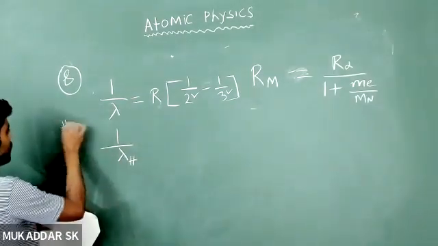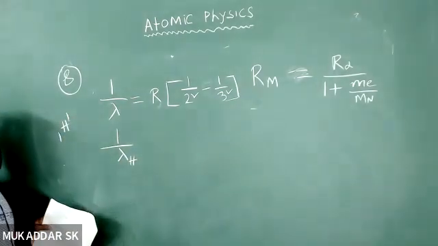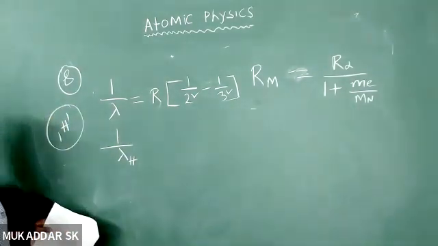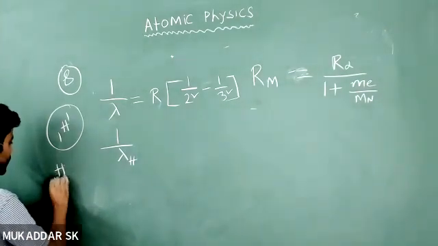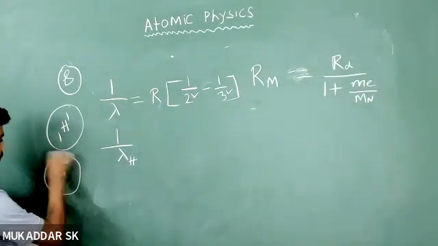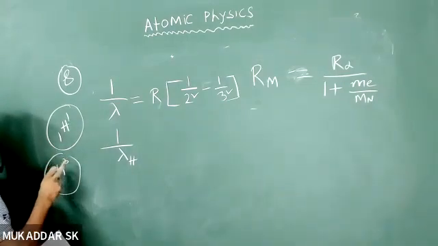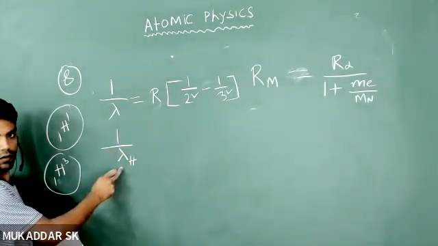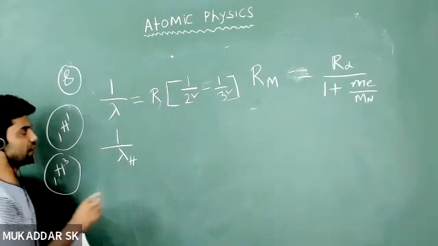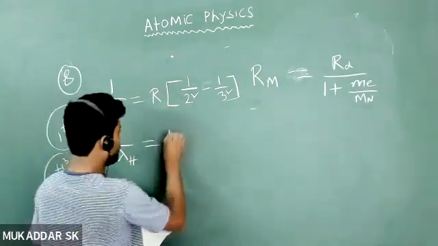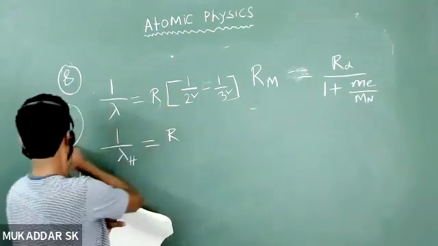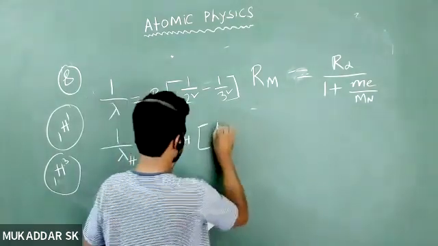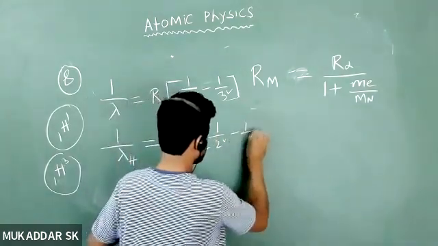For simple hydrogen, this is something I'll discuss in nuclear physics also, this is known as ordinary hydrogen. Tritium means 1H3, so tritium means you have 1 proton but 3 nucleons. For ordinary hydrogen, let us take the symbol for the first Balmer line, 1 by lambda H. Here I'll take the Rydberg constant for this system, R of H, and these things will be constant: 1 by 2 squared minus 1 by 3 squared.